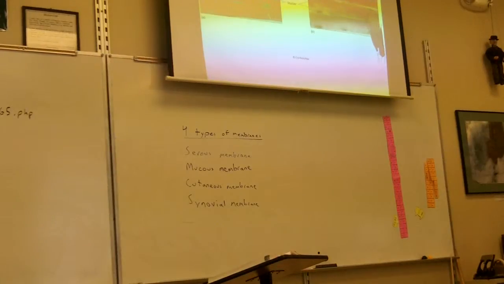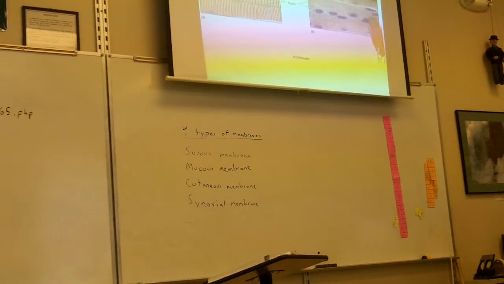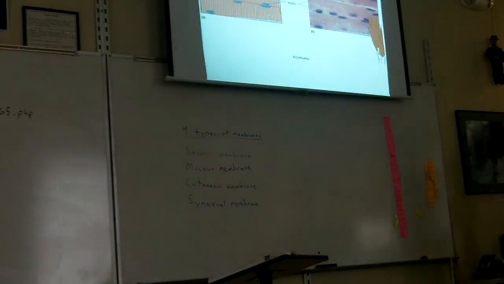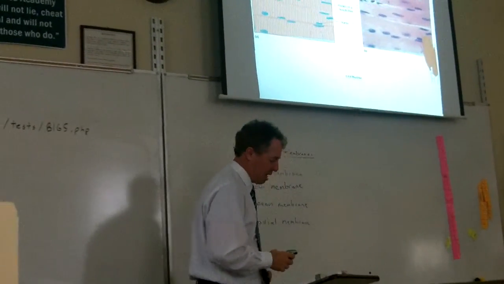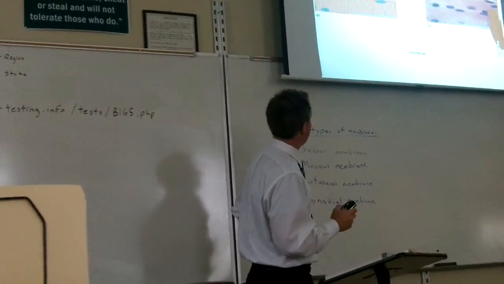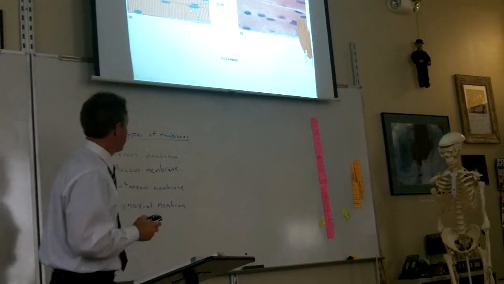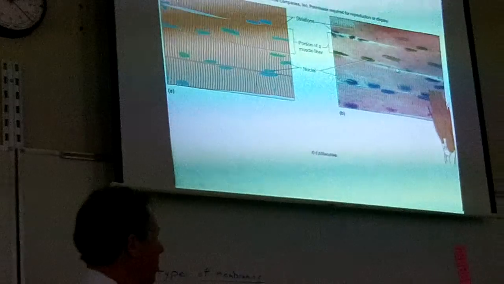Now, muscle. Muscle tissue is used for movement. And there's 3 types of muscle tissue that we'll see. The first type is called skeletal muscle, and it looks like this. And there's the drawing of it on the left and the picture of it on the right.